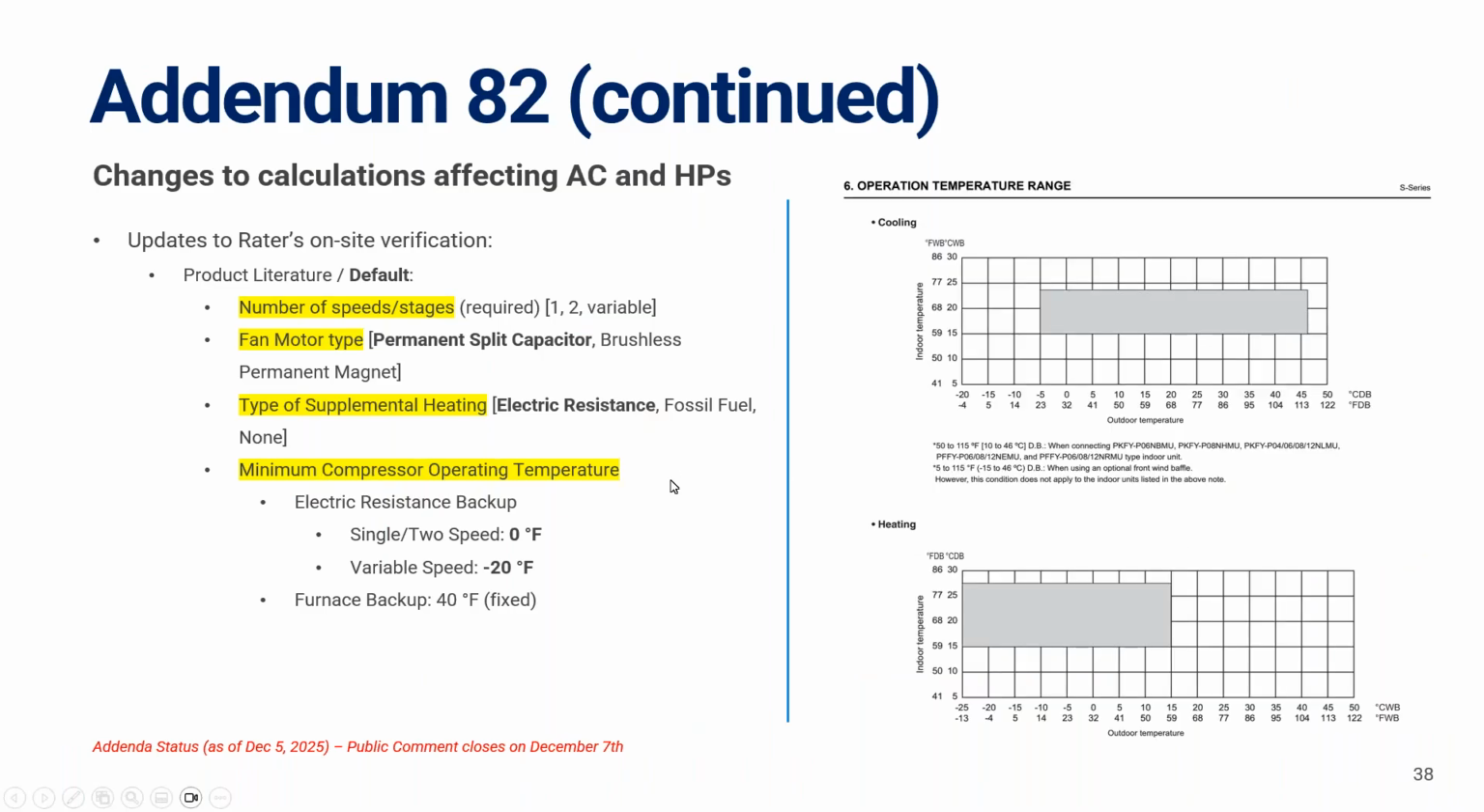The last one here is the minimum compressor operating temperature. You can find this in some product literature. Here's one that goes down to -13 for the compressor before you have to move over to supplemental heating. We have defaults built in in case you can't find that. For single speed, it's 0 degrees. For variable speed, it's -20. And then if it's a furnace backup, we fix that at 40, because that is usually an occupant-related option in their thermostat, and we wanted to fix an assumption for that.